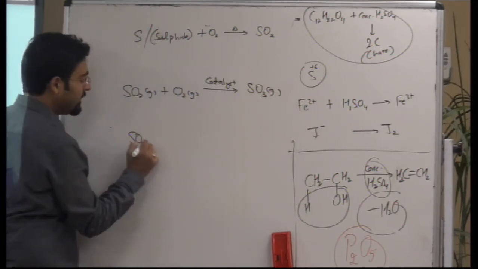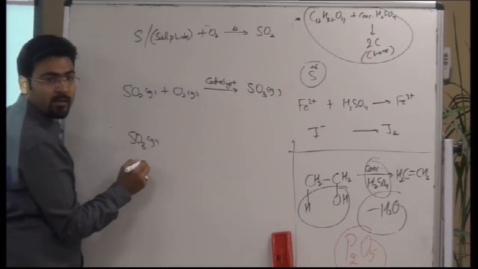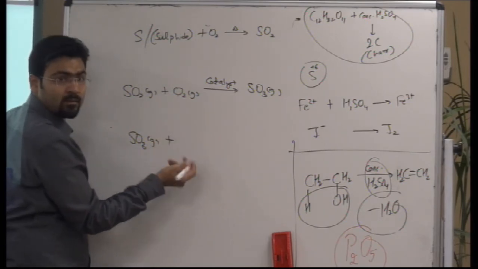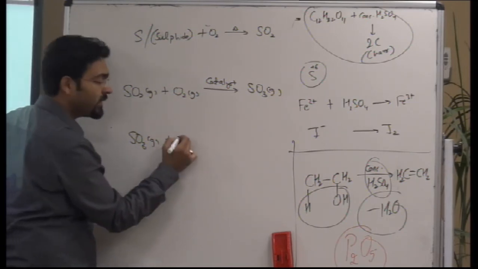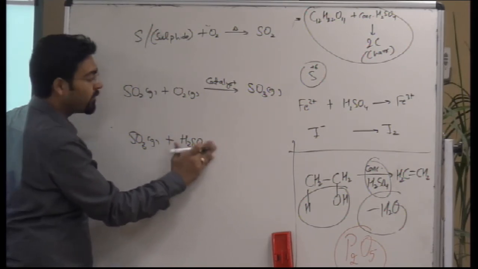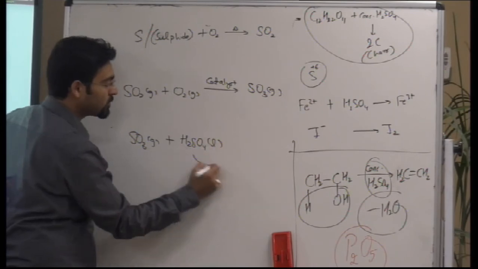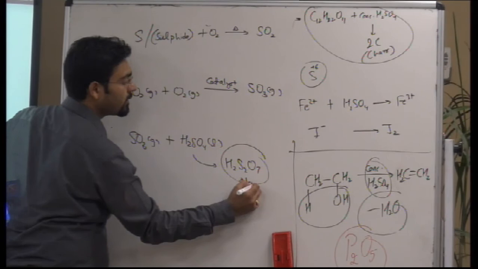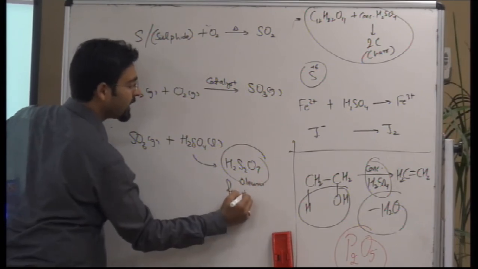The SO3 gas obtained is made to react with H2SO4 instead of H2O. So what we do is we make it react with H2SO4 and form H2S2O7. This is called oleum, also called fuming sulfuric acid.